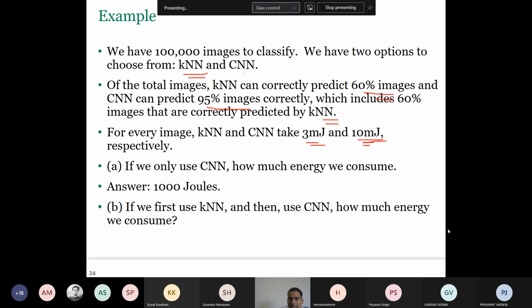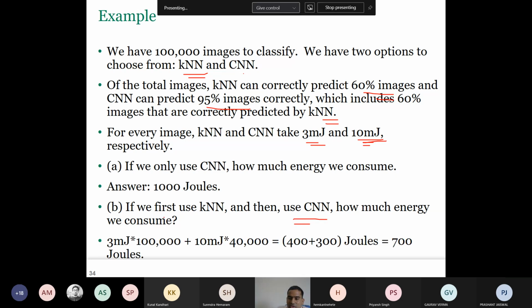As a second option, let us first use KNN, and only those images which are not correctly predicted by KNN, we'll try to use CNN on them. Now, how much energy do we consume? First of all, we'll apply 3 millijoule energy on all the 1 lakh images. Then only 40,000 are not correctly predicted by KNN. We will apply CNN on them. So instead of applying CNN on all the 1 lakh images, we are applying it only on 40,000 images. So how much energy do we consume? 300 plus 400, so a total of 700 joules.